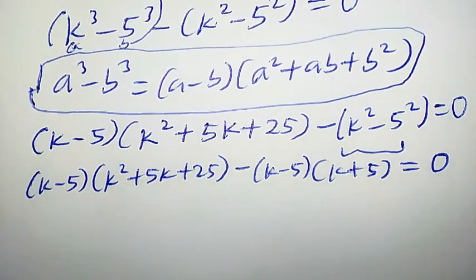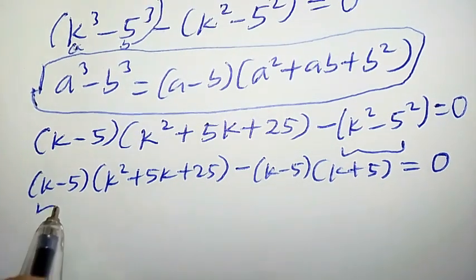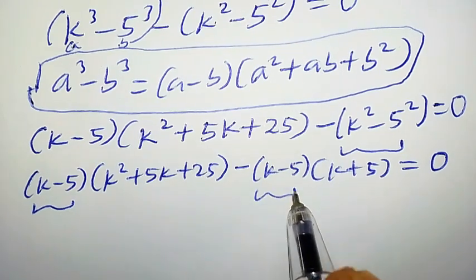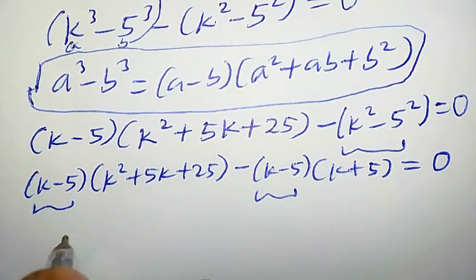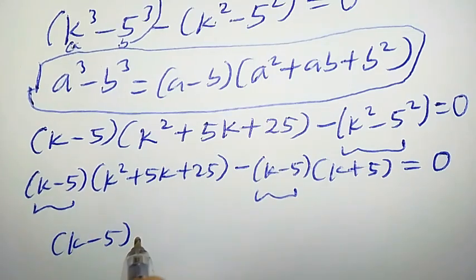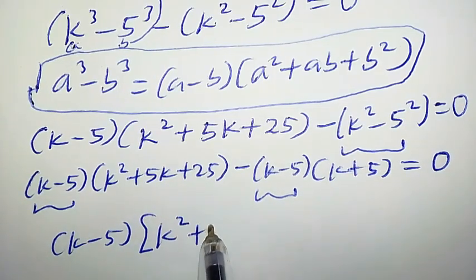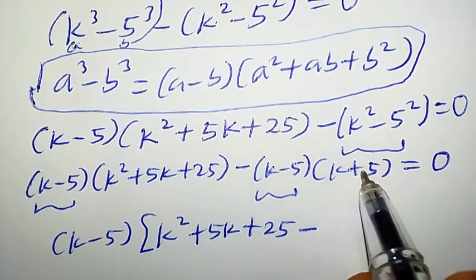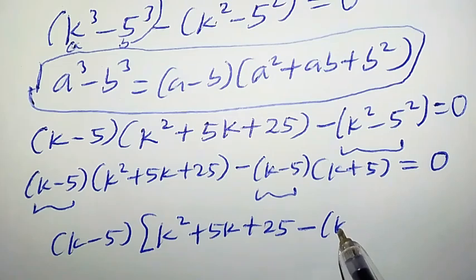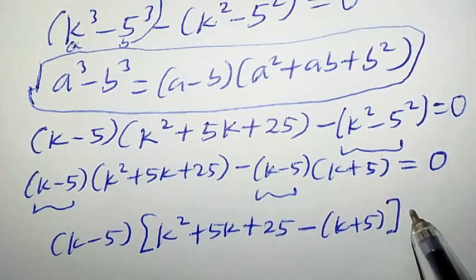Now, you will observe something. We have k minus 5 here. Also, we have k minus 5 here. We can factor it out. Doing that, we're going to have k minus 5 into k squared plus 5k plus 25 minus k plus 5 equals to 0.